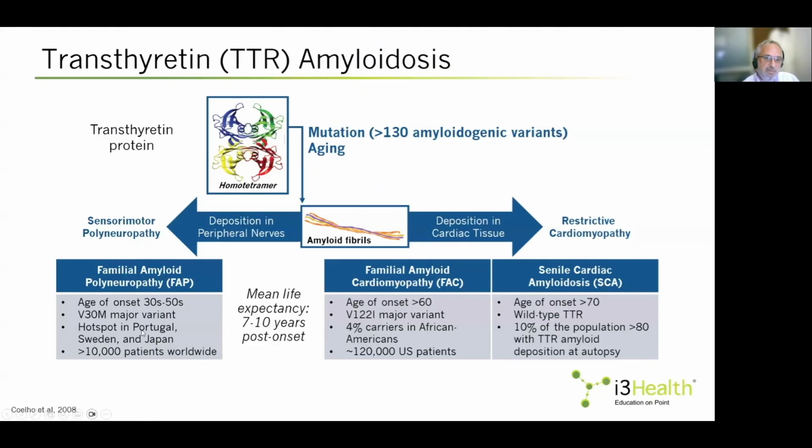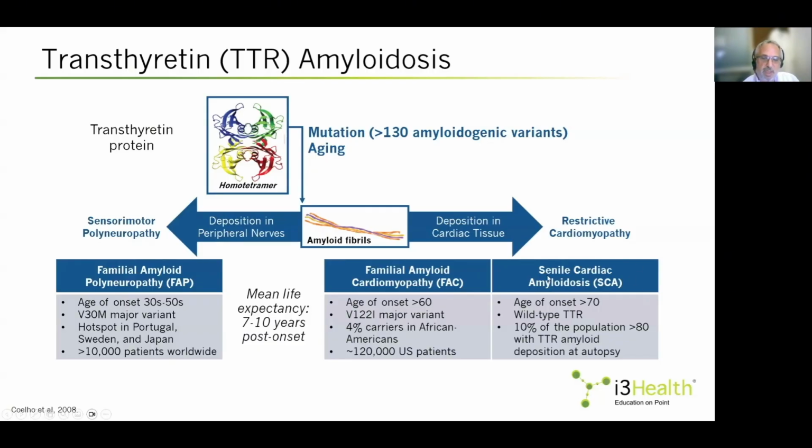is a common variant seen in Portugal, Sweden, and Japan, affects people at a relatively young age, and is a relatively rare condition. And then there's familial amyloid cardiomyopathy, so-called hereditary disease. V122I is the major variant. In fact, in the US, about 3.4% of individuals who are of African ancestry, or self-identified as Black, carry this variant. And so there could be as many as 120,000 patients in the US who have disease, though there are over 1.5 million carriers.